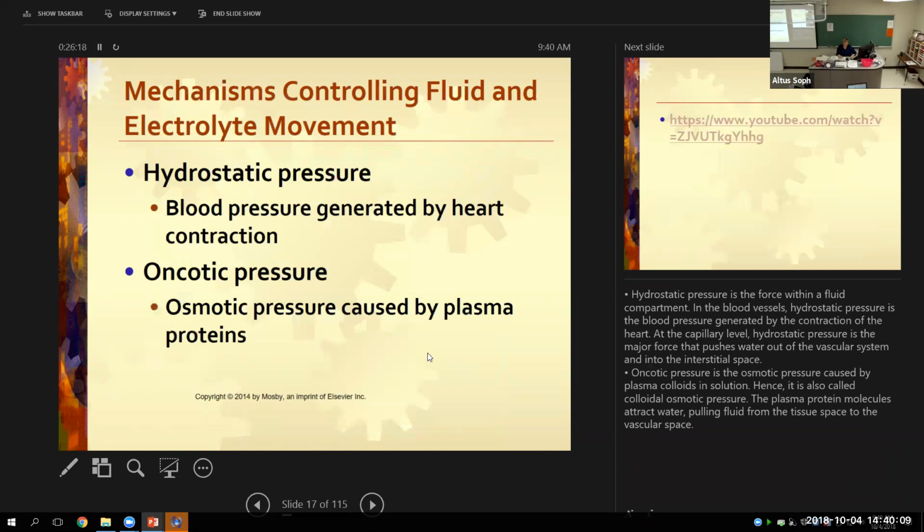Another is hydrostatic pressure. This is blood pressure generated by the heart contraction. If you look in your book at the bottom of page 273, it explains it this way: hydrostatic pressure is the force of fluid in a compartment pushing against a cell membrane or vessel wall. In the blood vessels, hydrostatic pressure is the blood pressure generated by the contraction of the heart. This hydrostatic pressure in the vascular system gradually decreases as the blood moves across the arteries until it is about 30 millimeters of mercury in the capillary bed.